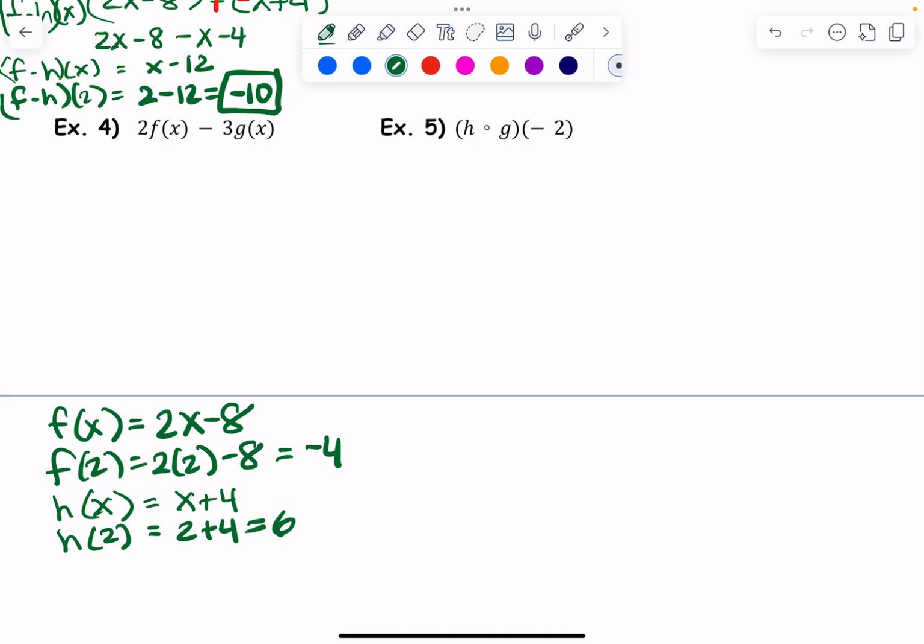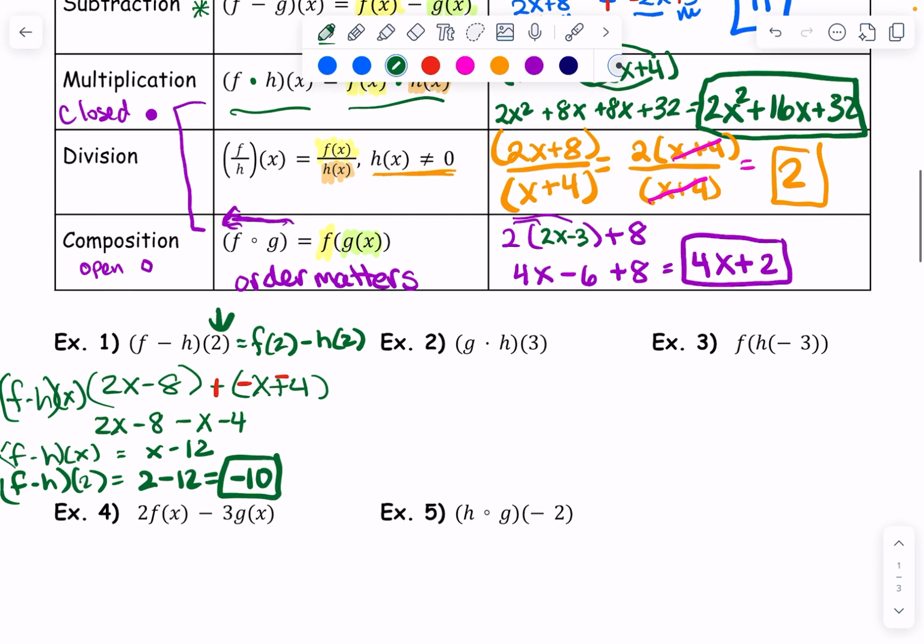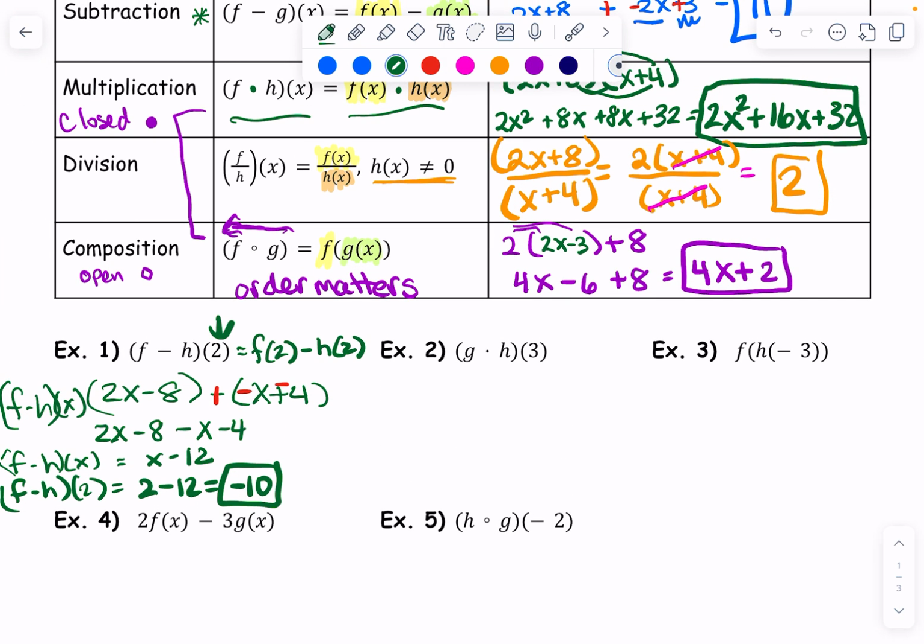And then we wanted to take f of 2 minus h of 2. So this is f of 2, which is negative 4. And we're going to subtract h of 2, which is 6. And so you can see how we got negative 10 either way we did it. So it's totally your choice which way you want to do it. And that's with addition or subtraction. Actually, it's with any of these functions, right?